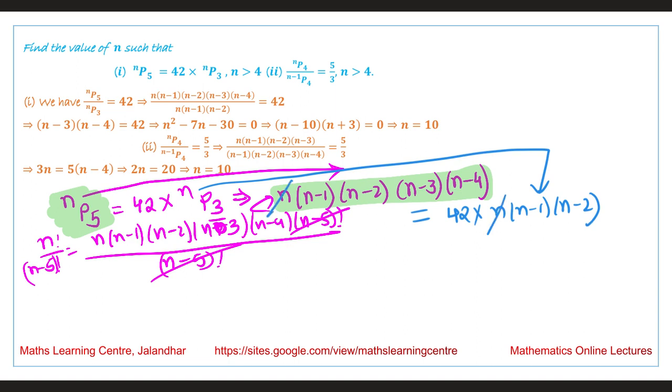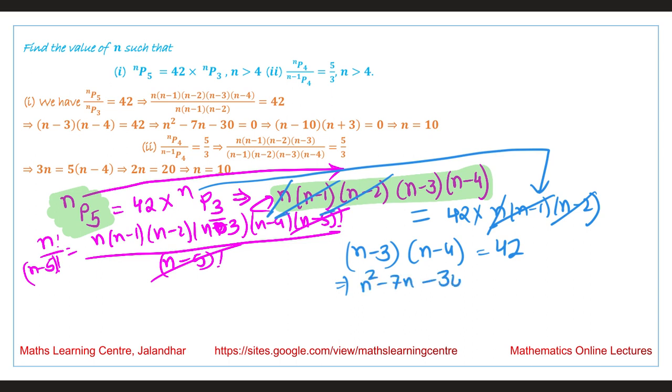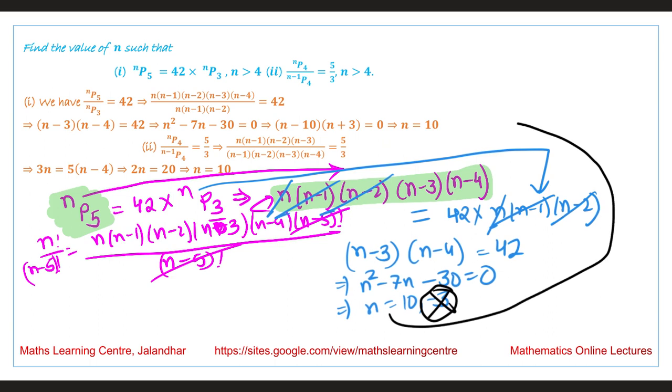N gets cancelled, n minus 1 gets cancelled, n minus 2 gets cancelled. We are left with n minus 3 into n minus 4 is equal to 42. This implies n square minus 7n minus 30 is equal to 0. This implies n is equal to 10 or minus 3. The value of n is always positive, so minus 3 is not possible. So the value of n we obtain is equal to 10.